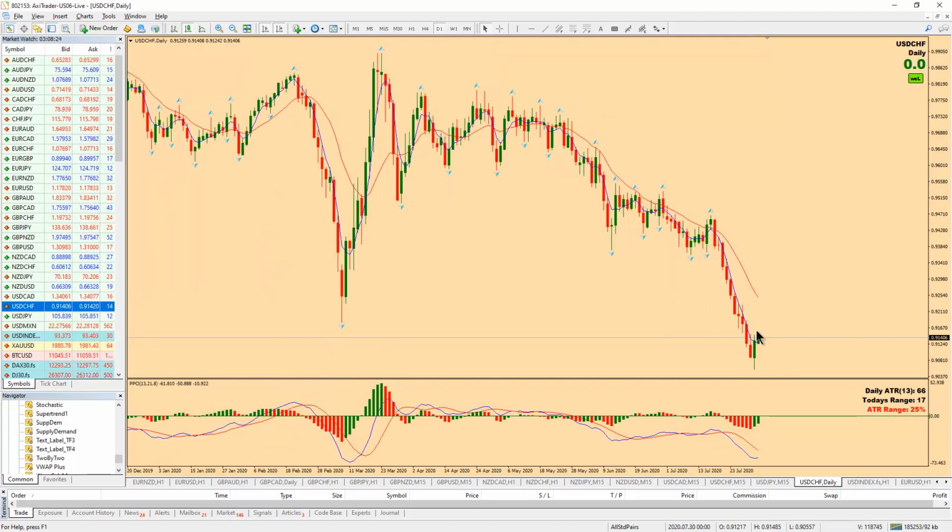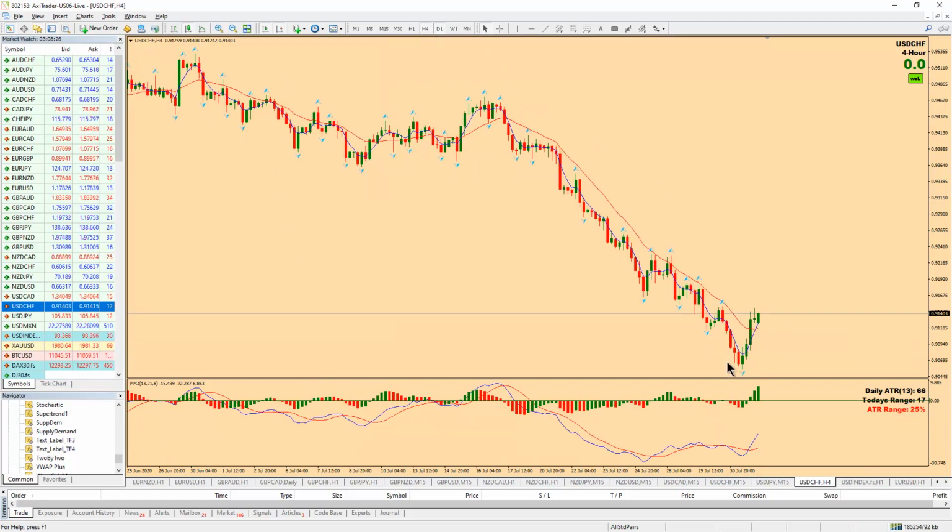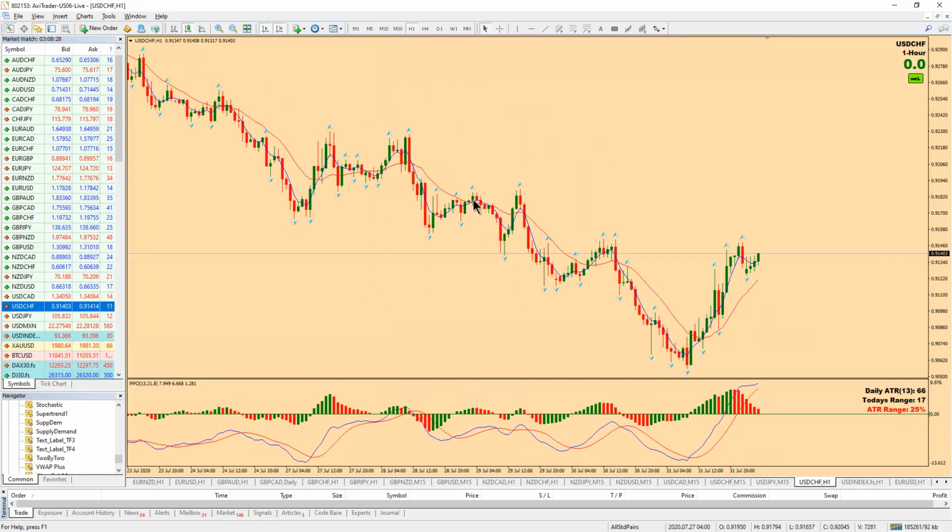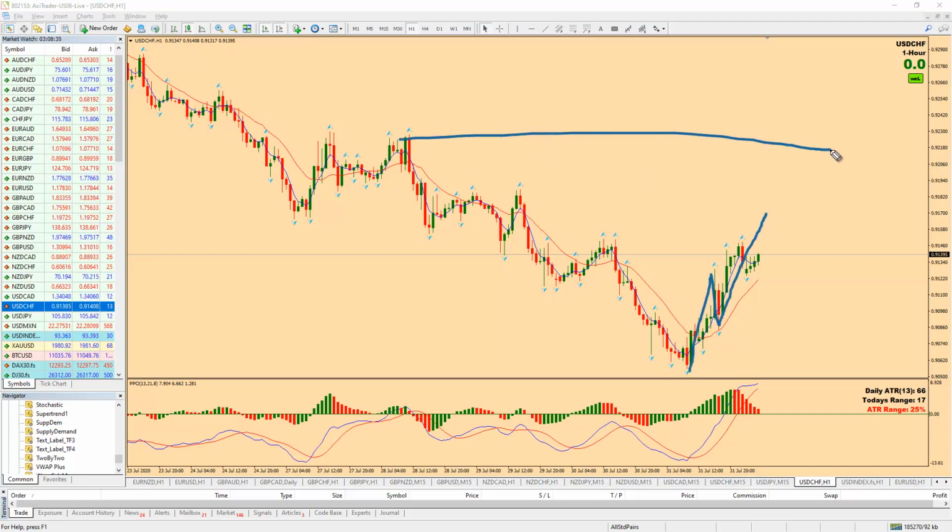Daily, there's the bounce. 4 hour, there's the bounce. 1 hour, okay, big huge bounce, and looking like we want to continue to the upside with this move. Could take us back up into this area here before we turn around and come back down. Okay, so again, strengthen the USD versus USD Swiss.